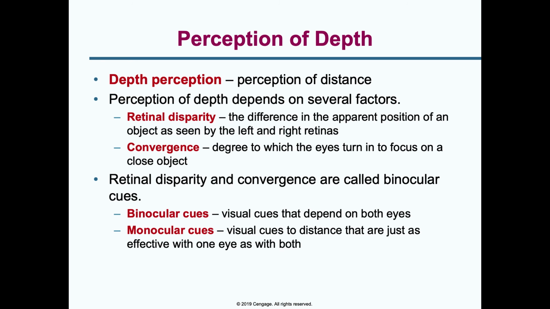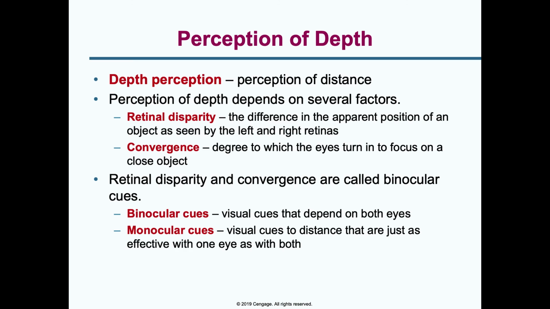All right. And then we have this perception of depth, how deep something is, in a 3D way. So you might want to put next to depth perception 3D, because perception of depth depends on several factors. All right. These two things called retinal disparity and convergence. Let's talk about each one first.